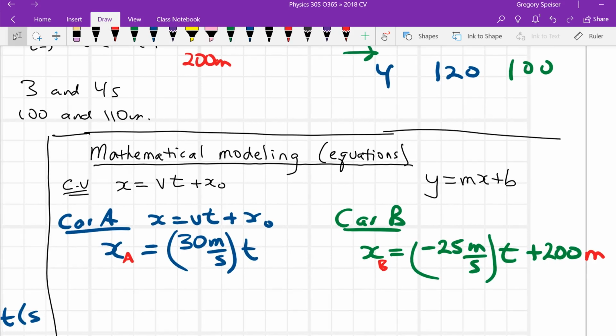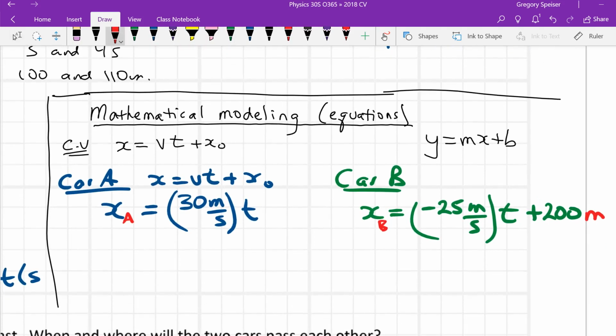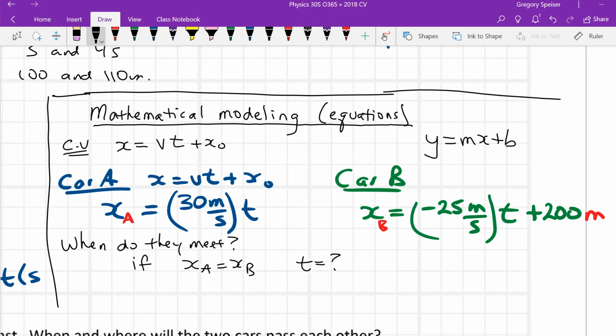So we're asking the question, when will they meet, right? I'll just write that out. When do they meet? How can I convert that into what that means in terms of x and t? What that really means is, if xa equals xb, what's the time? That's really what we're asking. When do they meet, and where do they meet?